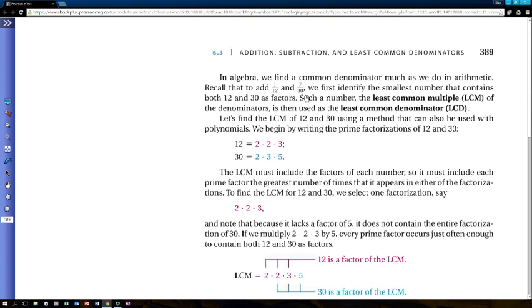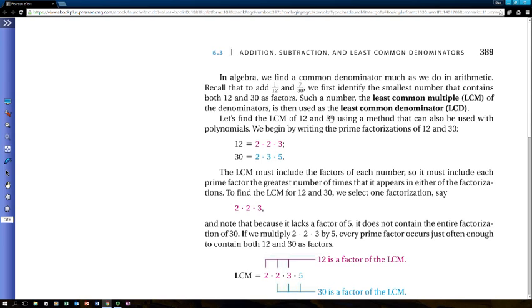And then they go back to basically math, and they said when we did arithmetic, recall that if you add 1/12 to 7/30, first we identify the smallest number that contains both 12 and 30 as factors. In other words, multiples of 12 and multiples of 30, and we want the least one of that, or least common multiple.